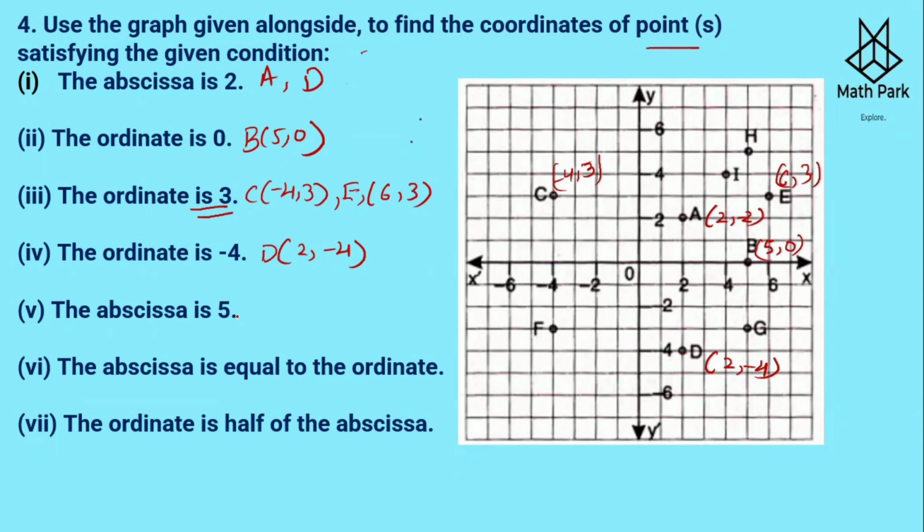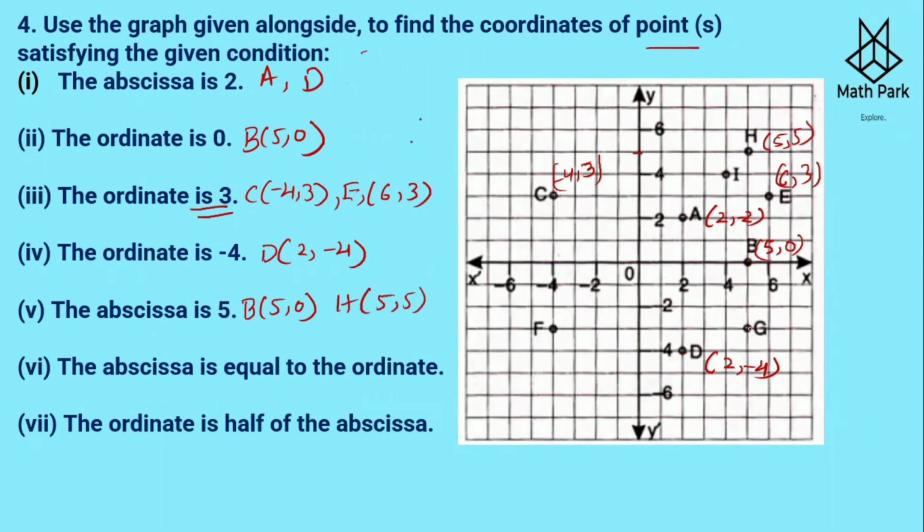Then the abscissa is 5, that is, the x coordinate is 5. The point with x coordinate 5 is B, where the coordinates are 5, 0. Abscissa 5 is again H, where the coordinates of H are 5, 5. So abscissa and ordinate are both 5. H is one of the points where the abscissa is 5.